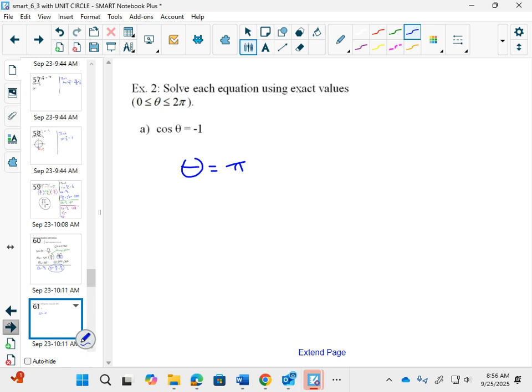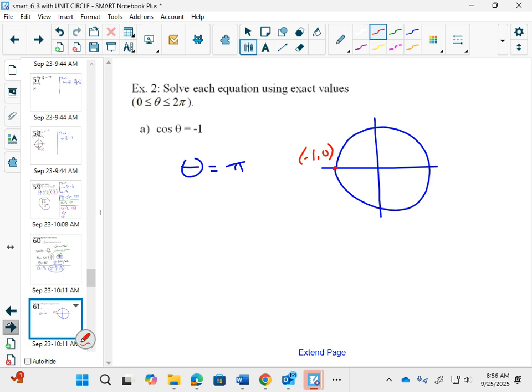Because if we think about our unit circle right here, that point right there, that's the only place my x coordinate is -1. And the big idea of points on the unit circle, x coordinate is cos theta, y coordinate is sine theta. So in this question I see the -1, I know that that's my axes family. I see cos, so I know I'm looking for x coordinates. And I can just write my answer.